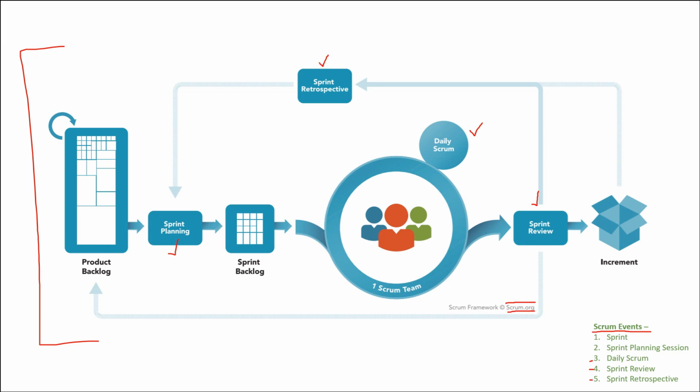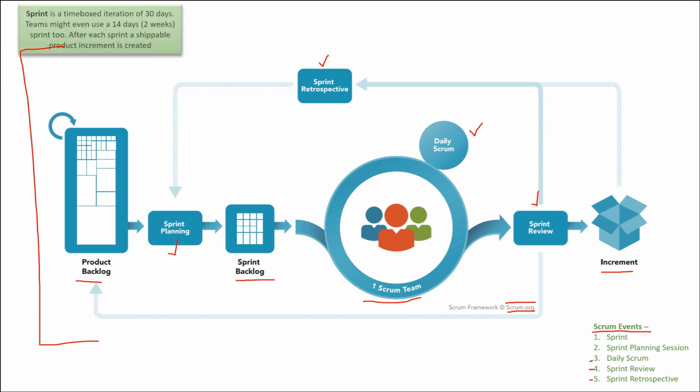Now you might think, how come there are 5 events, but I see other items here like product backlog, sprint backlog, increment, one Scrum team. What is all this? So these are also concepts that you should be aware of when it comes to Scrum. So let's try to understand all of this, starting off with the first definition of what sprint really is.